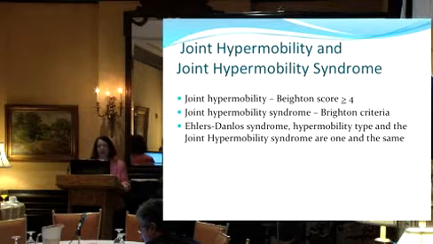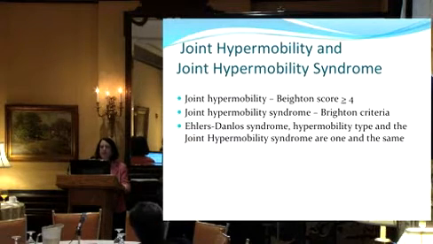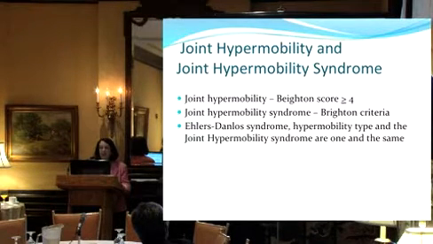Now, Dr. Graham is a rheumatologist, and he makes a distinction between joint hypermobility and the joint hypermobility syndrome. So he defines joint hypermobility as the presence of a Beighton score of greater than or equal to 4, and he defines the joint hypermobility syndrome according to the Brighton criteria.